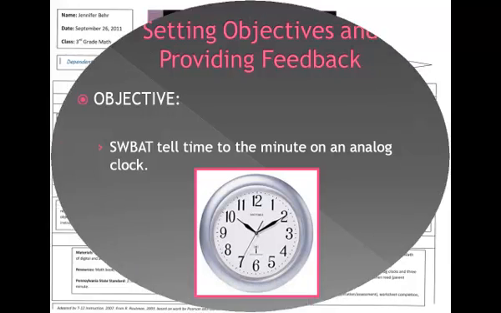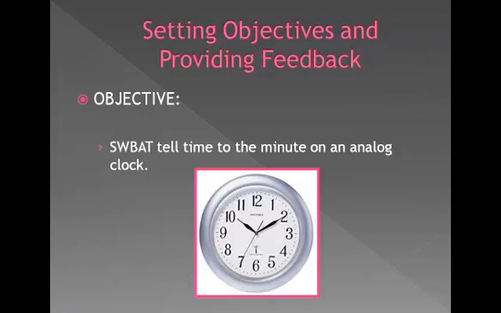My lesson will include several different teaching strategies. The first of those strategies is setting objectives and providing feedback. The objective for this particular lesson will be: students will be able to tell time to the minute on an analog clock. Students will be provided with a clear objective as I establish goals and a purpose for the lesson. I will provide feedback throughout the lesson, helping to reinforce concepts and provide guidance throughout the lesson.